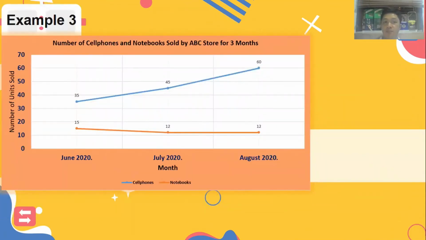For example, number 3, observe and study this graph. What kind of line graph is the given above? Yes, Francis? Okay, correct. This is a double line graph because it consists of two line segments.